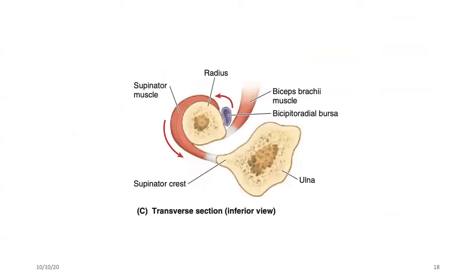Now look, this is the same mechanism. This picture I've taken, I think, from Moore. So you can see how biceps and supinator work together, because the job of these two muscles is to bring about supination at my proximal radioulnar joint. Are we good?